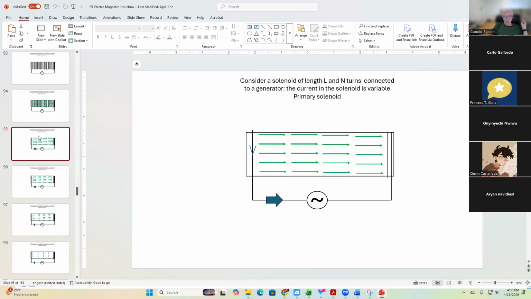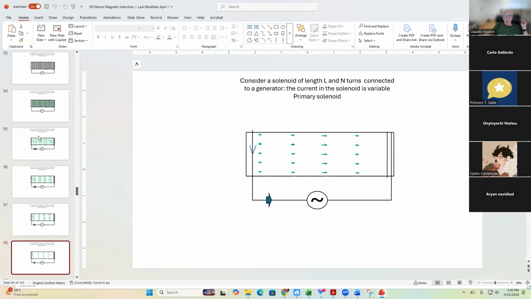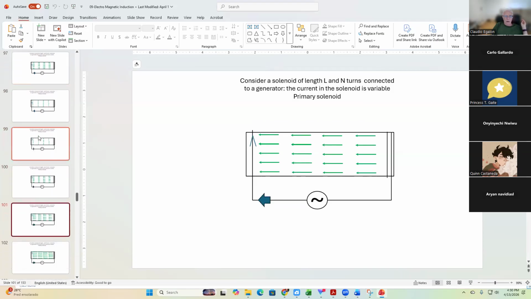Point of maximum current. Current decreases, so the magnetic field generated by this current is going to decrease as well. It's going to decrease until it reaches zero, and then after reaching zero, it changes direction, and the magnetic field is going to change direction as well. That is what you should expect for the magnetic field of a solenoid connected to a generator.